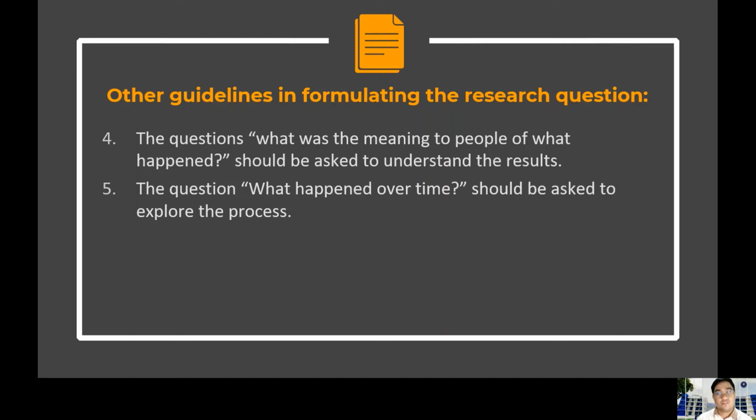It will help in your results. Next is the question, what happened over time, should be asked to explore the process. So when doing a narrative of your events, or in doing the narrative of the things that were shared to you by the participants, this should be a clear question: what happened over time.